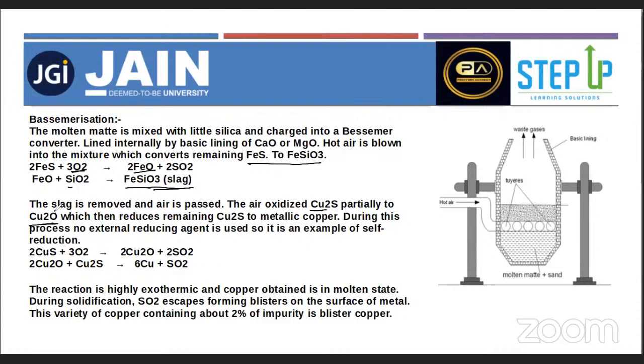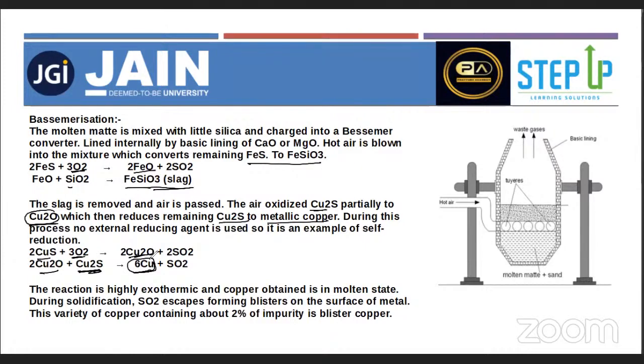Now I'm able to obtain Cu2O here. This Cu2O then reduces the remaining Cu2S to metallic copper. So what is happening here is Cu2S with oxygen is getting oxidized to Cu2O. Once I get Cu2O, this Cu2O further reacts with Cu2S to separate copper. So this is what I was intending for. Previously it was not easy.